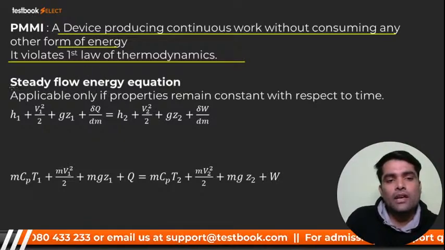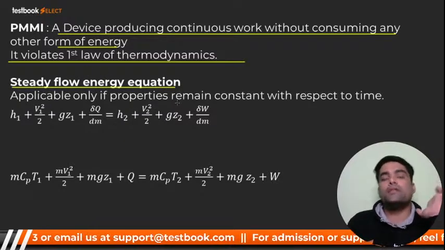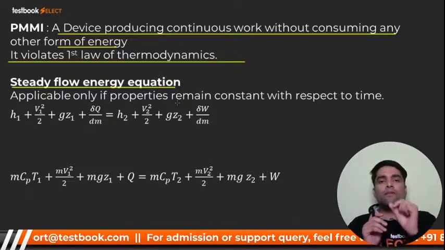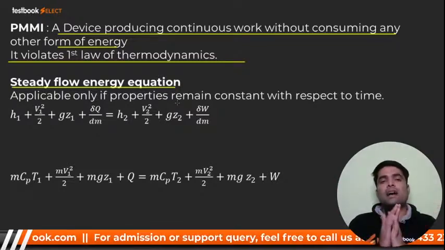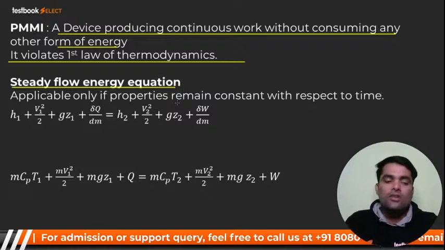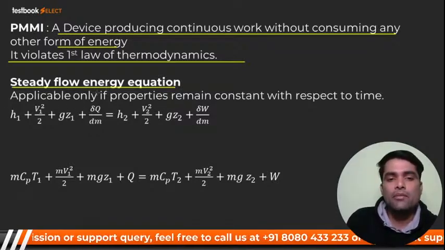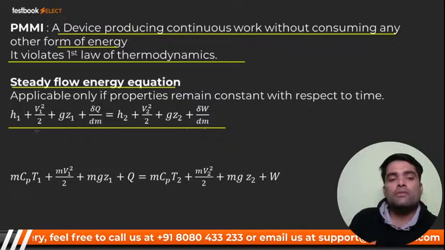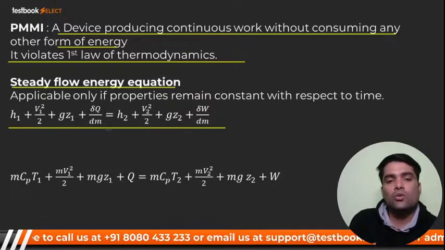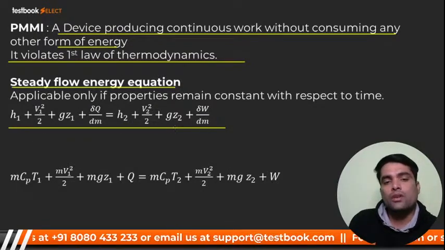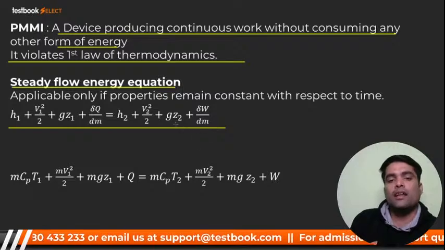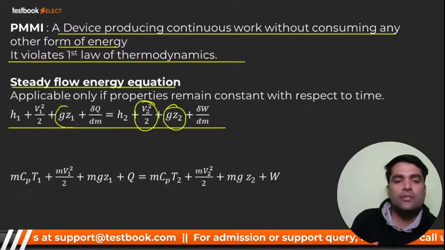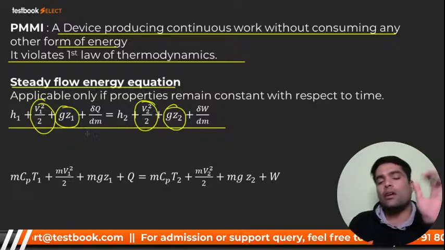राइट नाउ माय डियर, वी हैव अप्लाइड दिस फर्स्ट लॉ टू द ओपन सिस्टम. एंड ओपन सिस्टम में क्या हो रहा था? कंटिन्यूअसली फ्लो ऑफ मास इज देयर. सो डेफिनेटली वो स्टेडी फ्लो था, दैट इज मास इन इज इक्वल टू मास आउट, राइट. सो उसमें जब हम इक्वेशन लगाते हैं, सो माय डियर वी गेट द डेरिवेशन: h1 plus v1 square by 2 plus gz1 plus del q by del m is equal to h2 plus v2 square by 2 plus gz2 plus del w by del m. ये है काइनेटिक एनर्जी एंड दिस इज फॉर पोटेंशियल एनर्जी. सेम हियर, एट इनलेट एंड आउटलेट, राइट माय डियर.